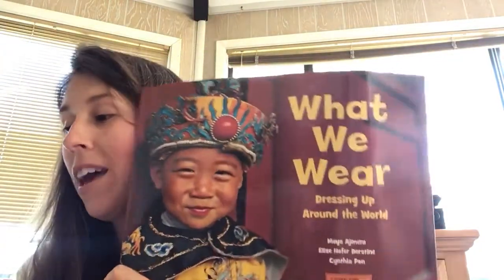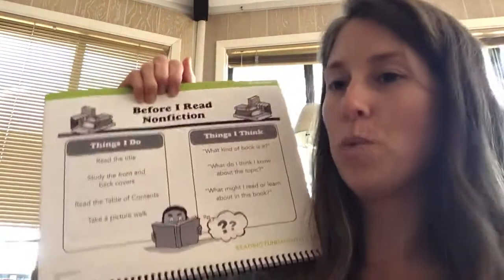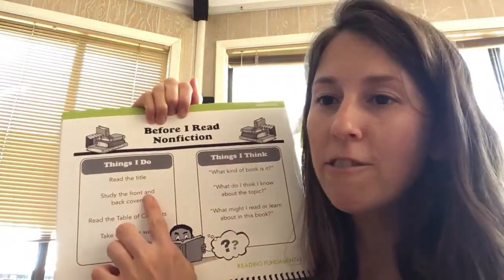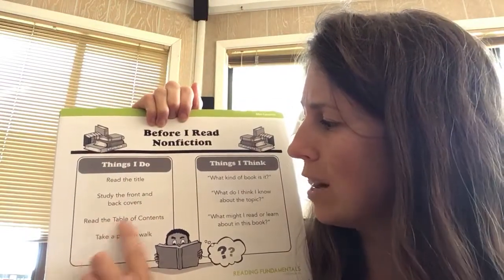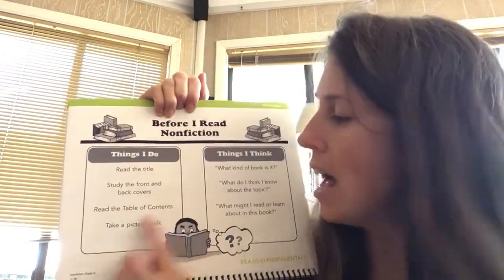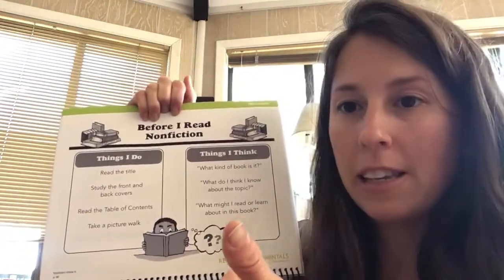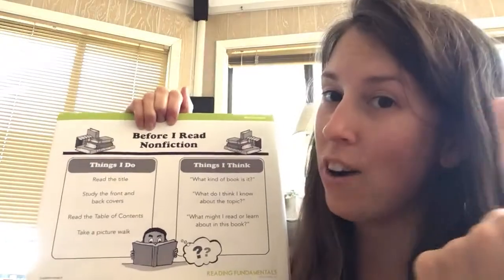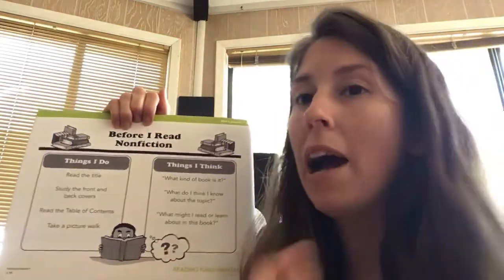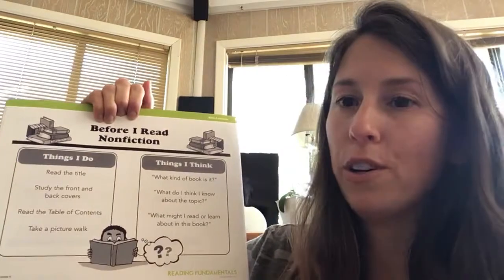Okay, guys, it's important for you to remember that before you even start reading a nonfiction book, we do some really good thinking work. First, we look at the title of the book. We study the front and back covers, and we read the table of contents if it has one, and we take a picture walk. And while we're doing those things, we ask, what kind of book is it? What do I think I already know about the topic? What might I read or learn about in this book?